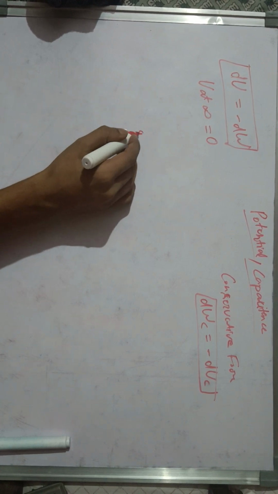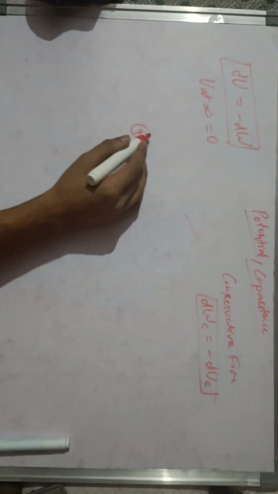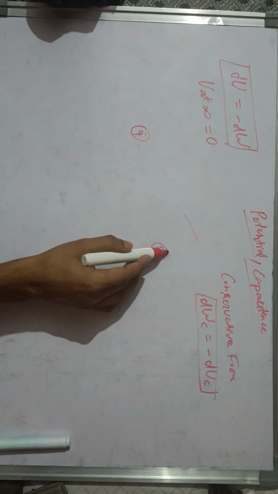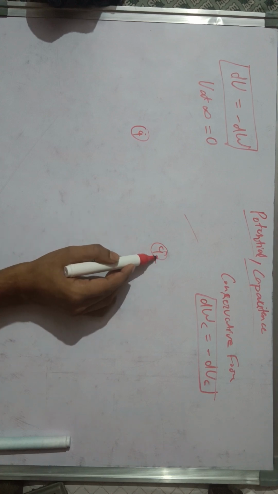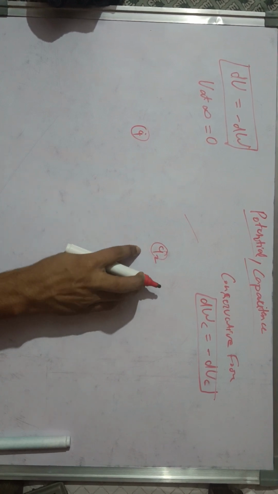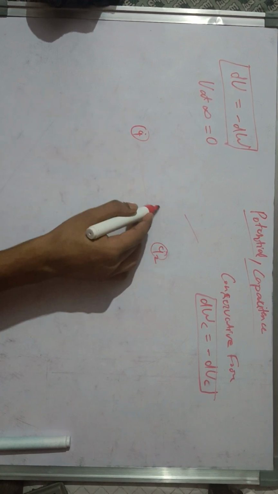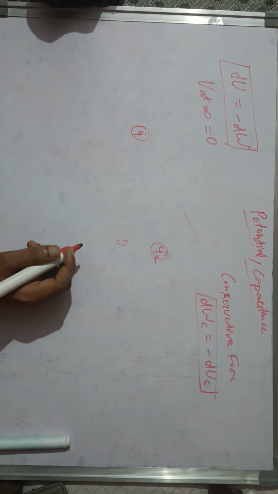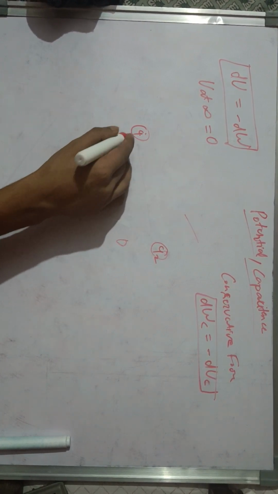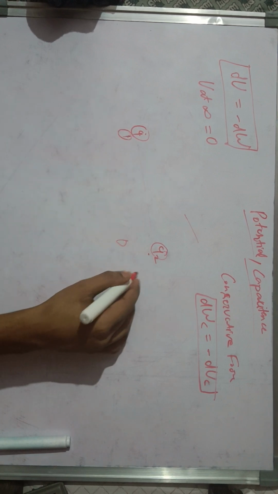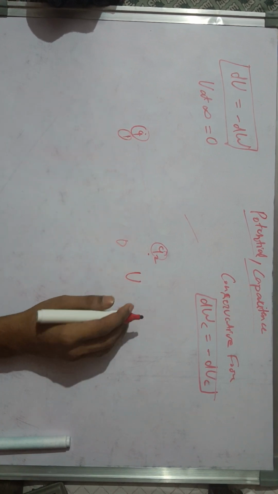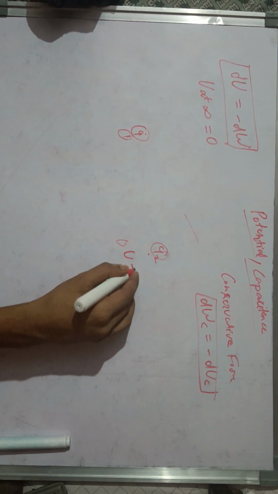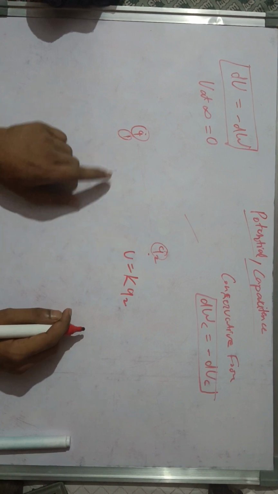Meaning, if there is a charge q1 here and a charge q2 here, then the potential energy of this charge would be 0 if the distance between them is infinity. With respect to this q1 charge, this charge will have some potential energy, some constant value of k q1 q2, that is the potential energy of the q2 charge with respect to the q1 charge.